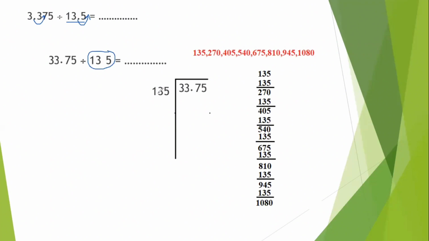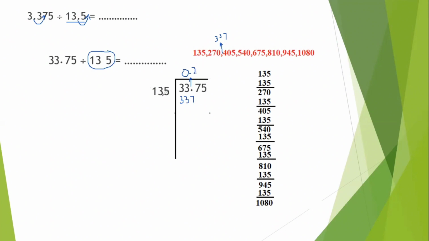First, 3 is smaller than 135, so I have to regroup. 33 is also smaller than 135. Now I have a decimal point. Put the decimal up and put the digit down. So it will be 337 and divide. 337 divided by 135. You can find 337 here between 270 and 405. Now we will write two multiples. I have two multiples here.